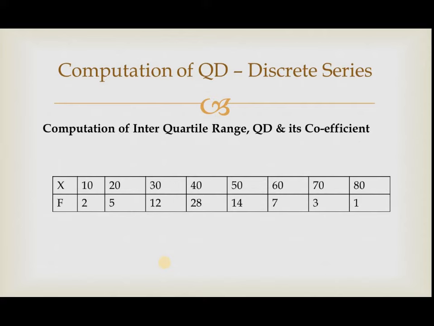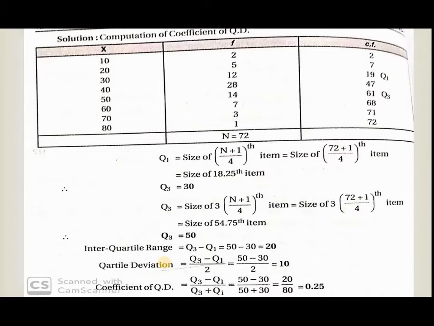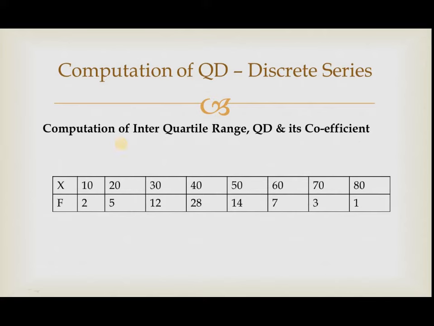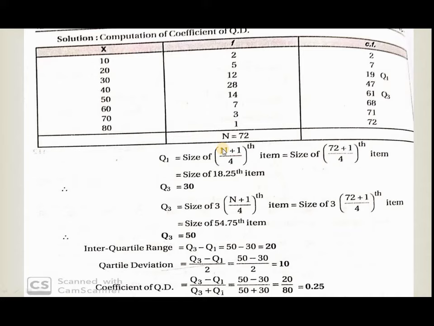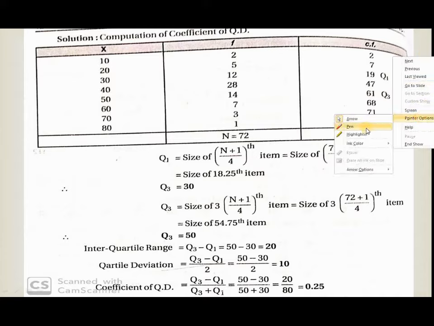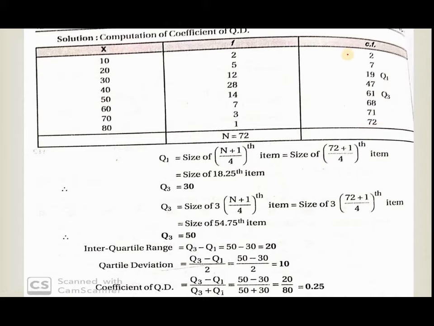Again, for the computation of quartile deviation in a discrete series, we will calculate all three here: interquartile range, quartile deviation and its coefficient. First, the given data: the first step is to arrange the data in ascending order. We need to check whether the data is arranged in ascending order or not. Here the data is already arranged in ascending order, so the first step is done. What is the second step? We need to calculate the cumulative frequency. If the frequency is given, we total it: 2 plus 5 is 7, plus 12 is 19.